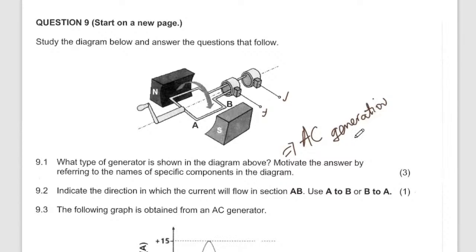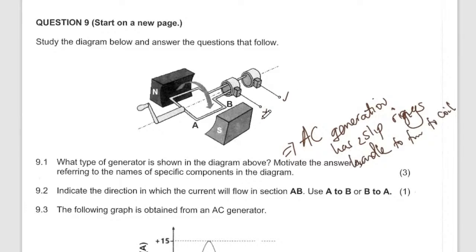Okay, number one, it has slip rings. That's number one. And then number two, it has a handle, which will be turned for you. If it was connected to, let's say, a power supply or something, then it would definitely reduce it.